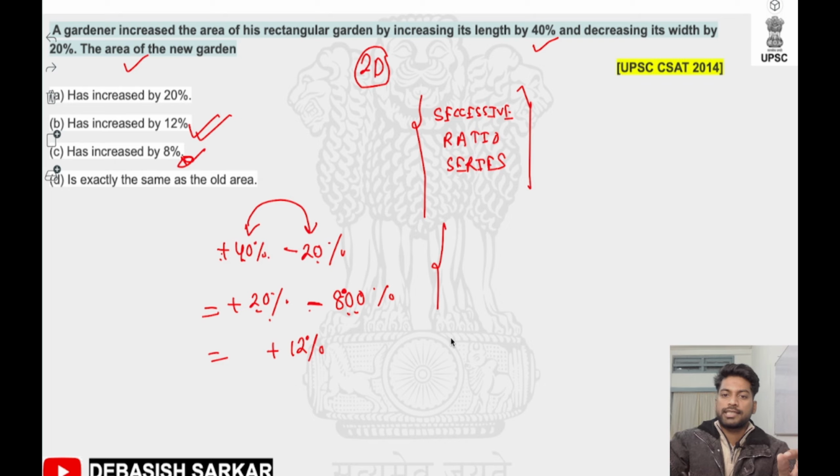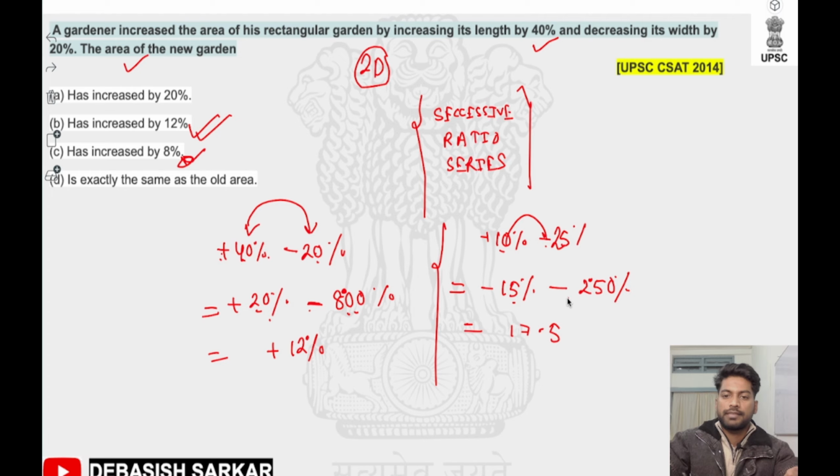There's one more successive example. If I give plus 10% and minus 25%, what will be here? Plus 10% and minus 25%, it means it will be minus 15%. And then multiply them. 10 and 25, this will be 250. And decimal will be for 2 digits. And what will be the sign? Plus and minus gives minus. So here 15% and here 2.5%, that is 17.5%, minus. That's how it will be. So this is successive.